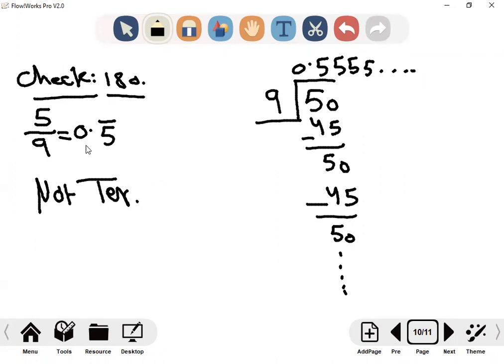Done. Now, when I ask you to read this, don't say 0.5. Say 0.5 repeating, because 0.5 means half. So, is 5 half of 9? No. So you cannot say the answer is 0.5. It is 0.5 repeating. And this is not half. It's close to half, but not half. Get it?